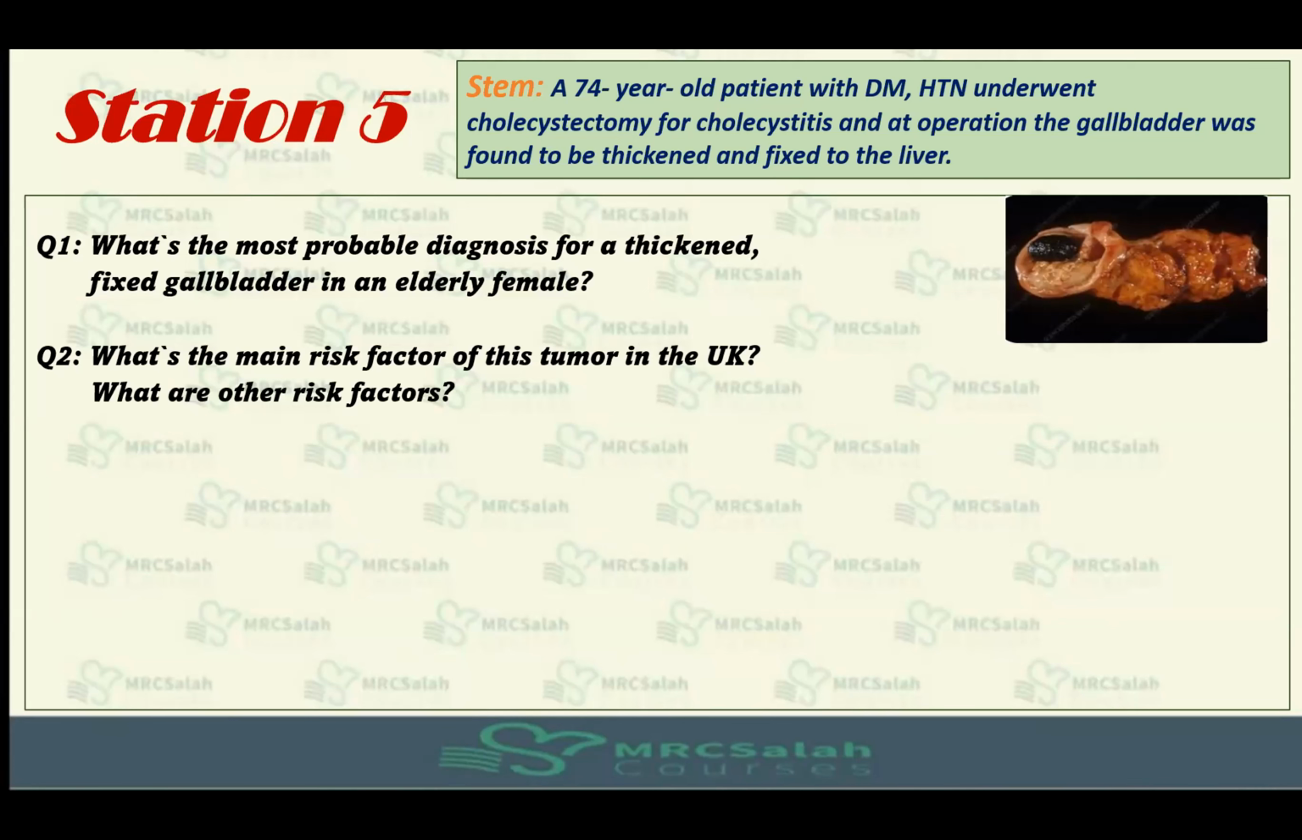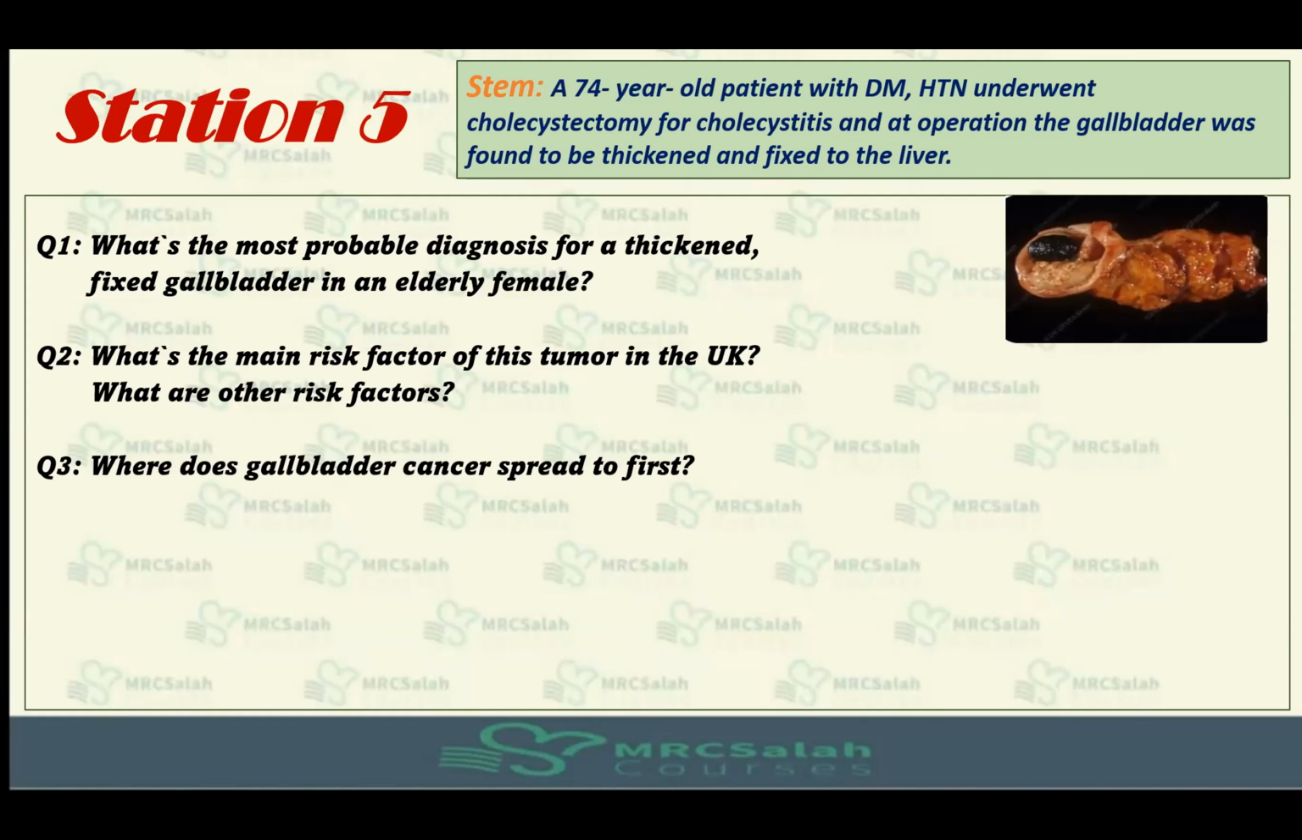Outside of this, what are the other risk factors? Smoking, alcohol, family history, and also obesity. Yes, and important, gallbladder polyp more than 1 centimeter. This is important also, and porcelain gallbladder. Okay, where does gallbladder cancer spread to first?